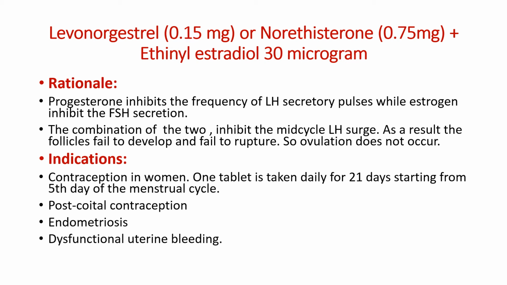The combination of the two inhibits the mid-cycle LH surge. As a result, the follicles fail to develop and fail to rupture. So ovulation does not take place. Indications are contraception in women. One tablet is taken daily for 21 days starting from the 5th day of the menstrual cycle. Postcoital contraception, endometriosis, dysfunctional uterine bleeding.